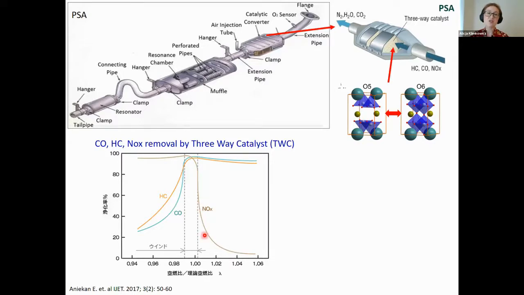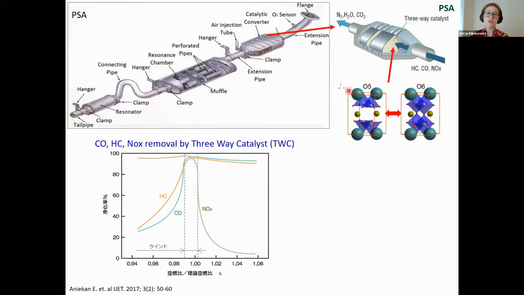So we can actually solve this problem if we put the oxygen storage material inside, because as you can see here, this is the optimum oxygen content in the environment, inside of the catalyst, for all of this reaction to occur the most effectively. So we don't want too much oxygen there or too little, right?